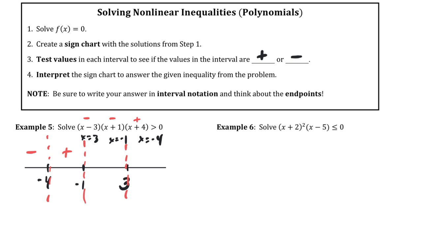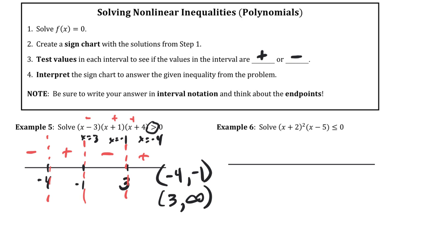And then I do it with a number in between here. I like 0, but it doesn't really matter. If I put a 0 in for each one of these guys, we're going to get negative, positive, positive, which gives me a negative. And last but not least, if I put it in there, I'm going to get positive, positive, positive, and that gives me a positive. So now the question is asking, where is this function greater than 0? Well, what kind of numbers are greater than 0? Well, positives are. And I'm positive from -4 to -1, and I'm positive from 3 to infinity.